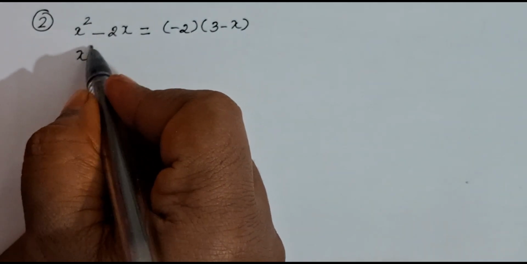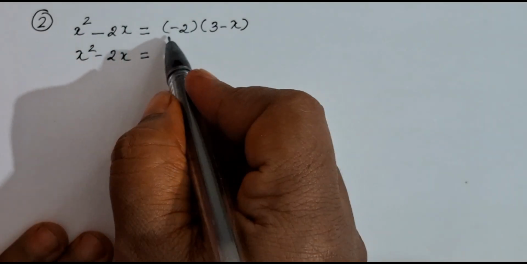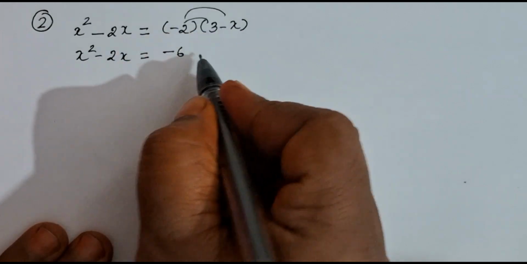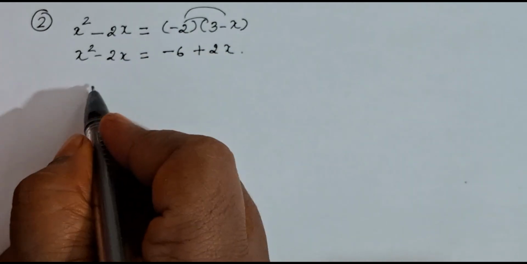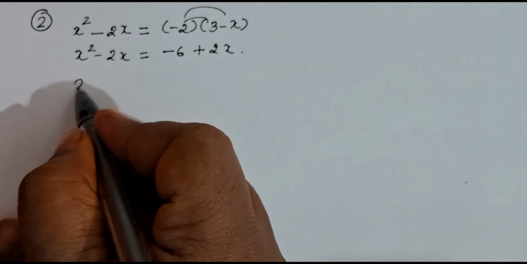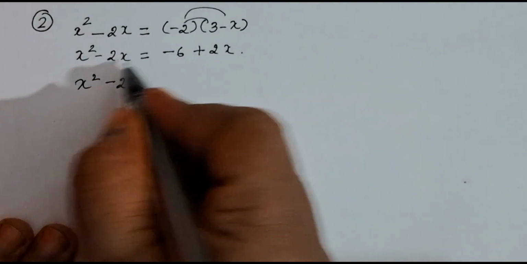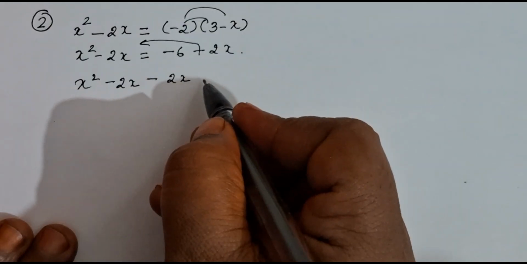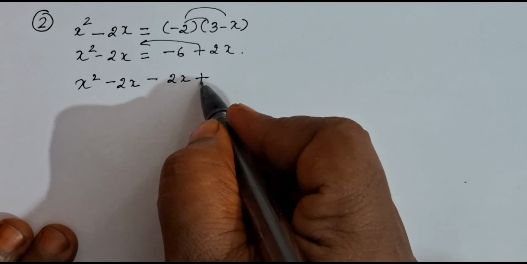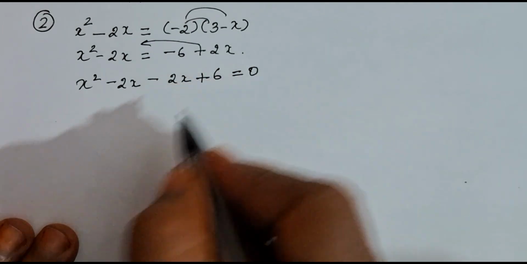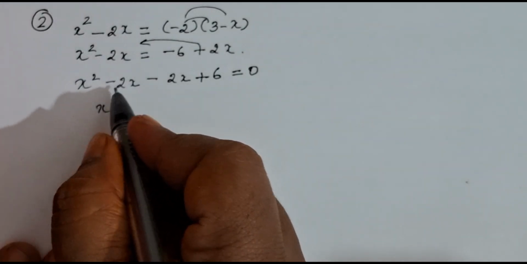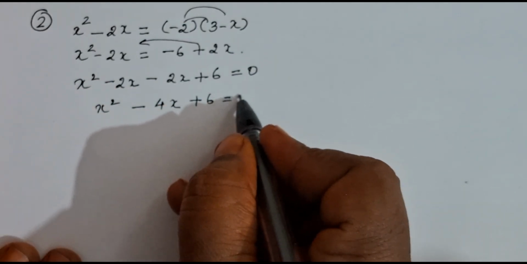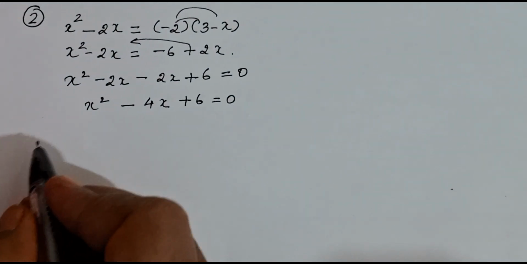So now here left hand side you cannot simplify, keep as it is. And here this should be multiplied. That is minus 2 into 3 is minus 6. Minus into minus is plus 2x. So now we are going to shift from left hand side to the right hand side. Minus 2x remains as it is. And this plus 2x when it comes to the other side it becomes minus 2x. Then minus 6 when it comes to the other side it becomes plus 6, which is equal to 0. So now x square minus 2x becomes minus 4x plus 6 is equal to 0. Now let's see the next question.